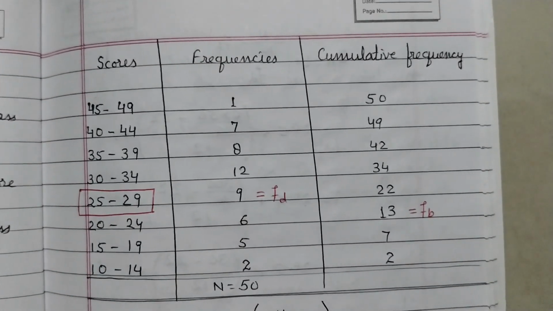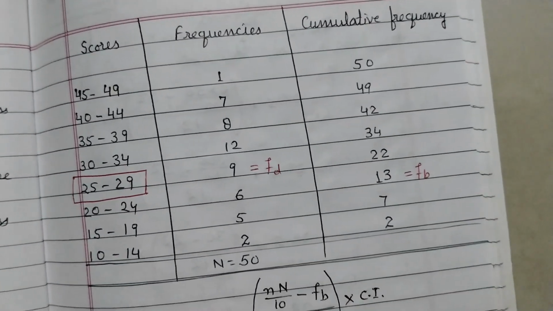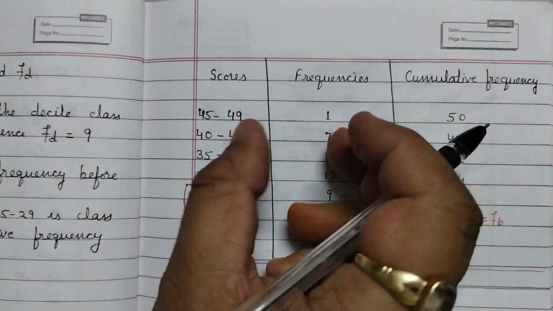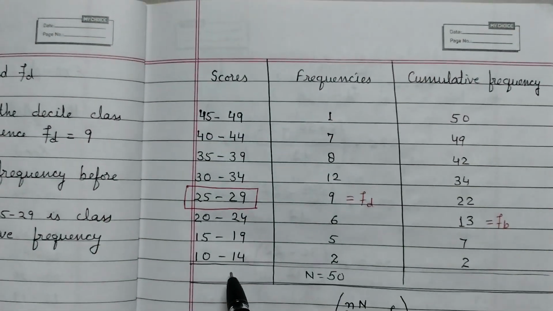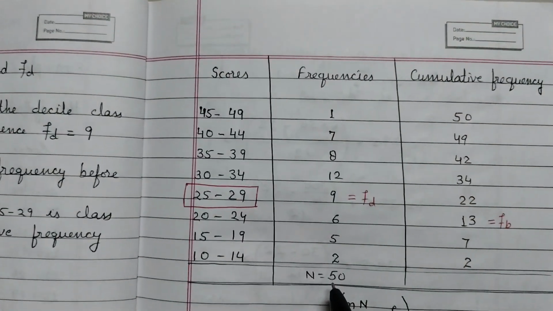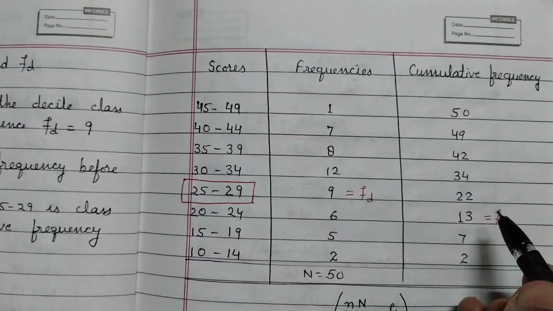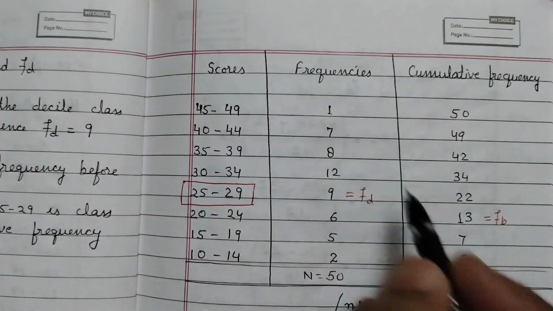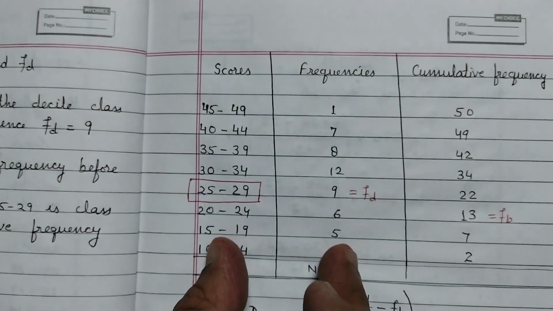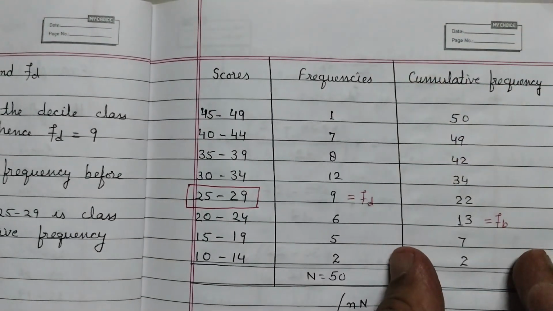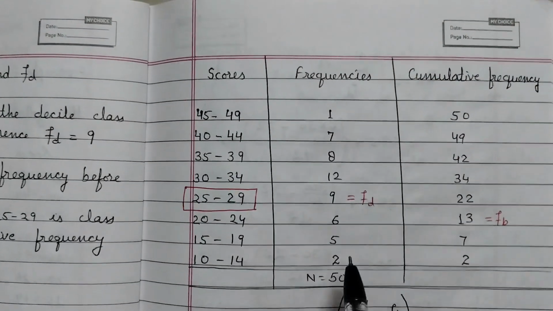Now one more thing, before starting step 3: I have written the same table here. Scores are given in one column, frequencies in the second column, and a third column is prepared for cumulative frequency. So very simple. In the problem these two columns are given; in the solution one more column is added. It is very simple to find the cumulative frequency.